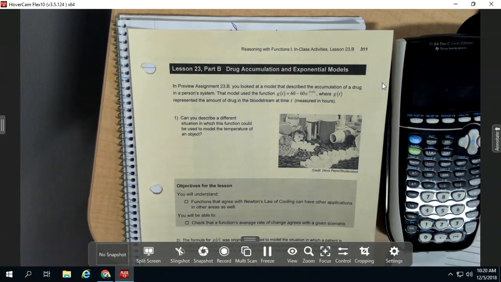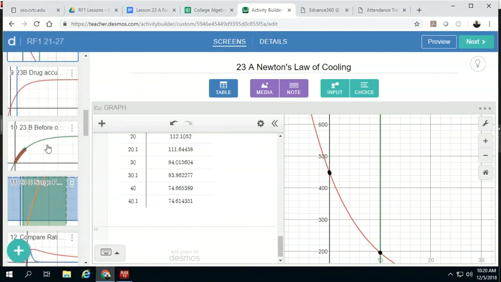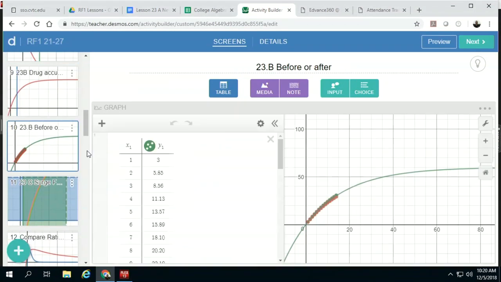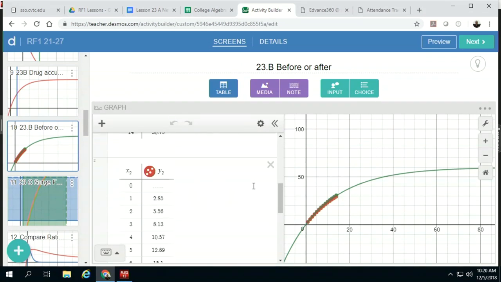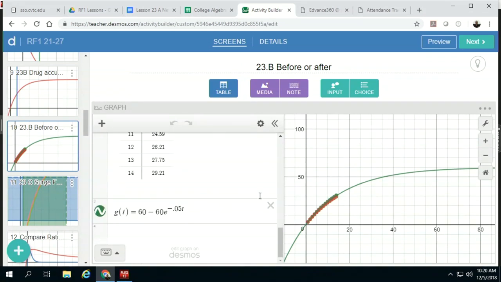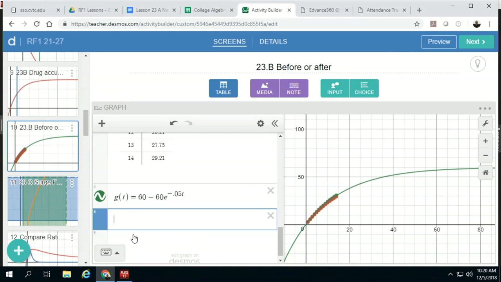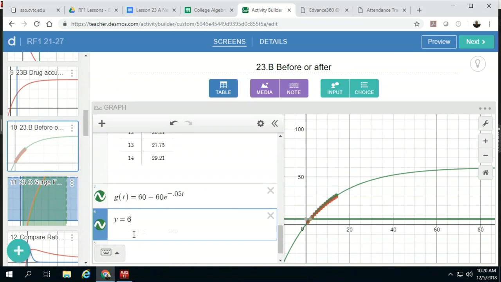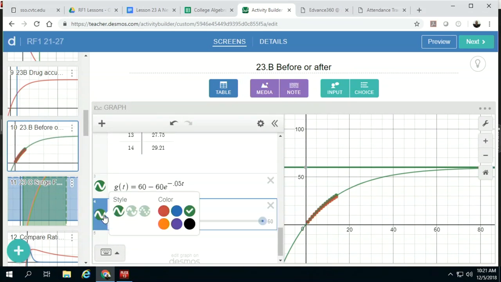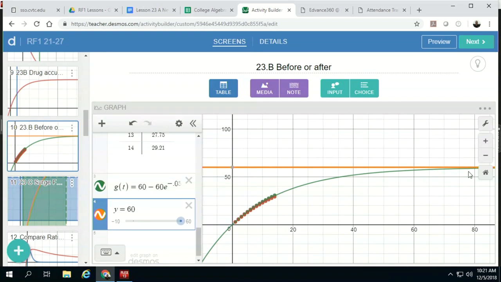So let's draw the graph and see what we get, just so that we know what we're talking about. So we've got our graph. G of t equals 60 minus 60e to the negative 0.05t. I'm going to put in y equals 60 and change the color so that you can see. Why did I put y equals 60 in there? Yeah, it's a horizontal asymptote. Good. So let's draw our graph.